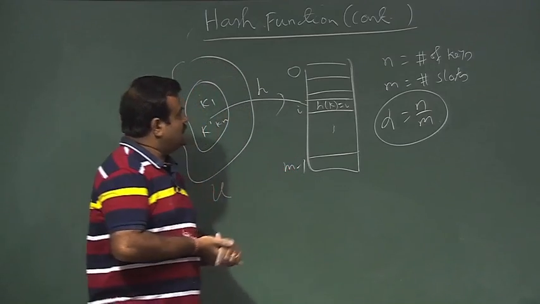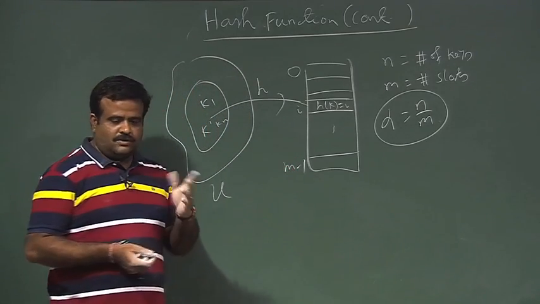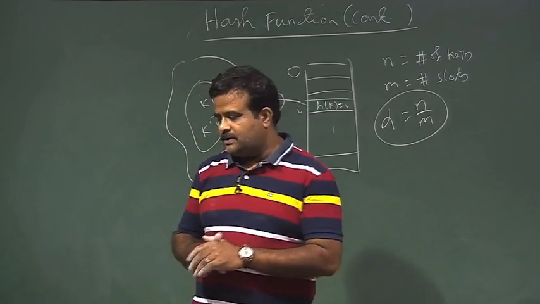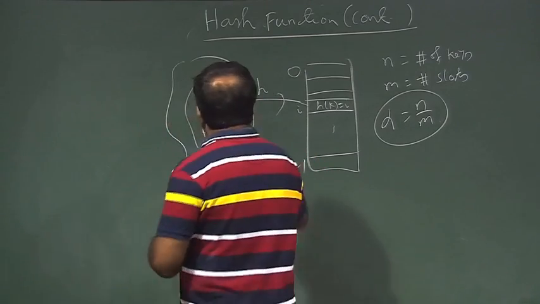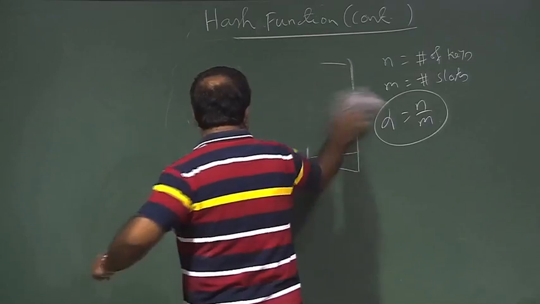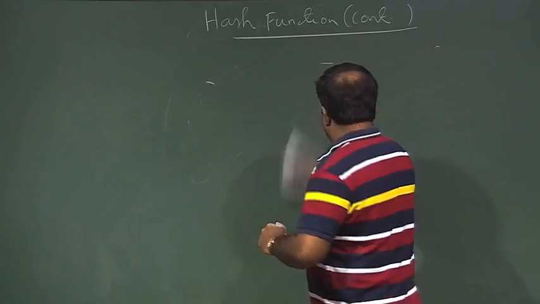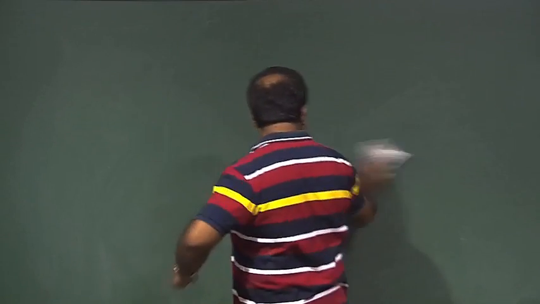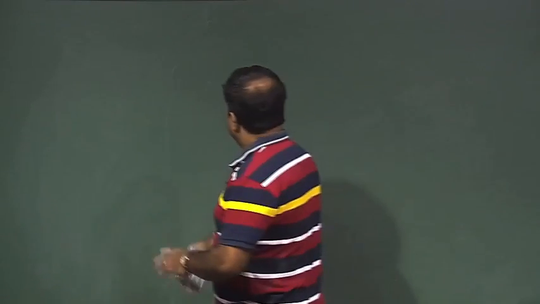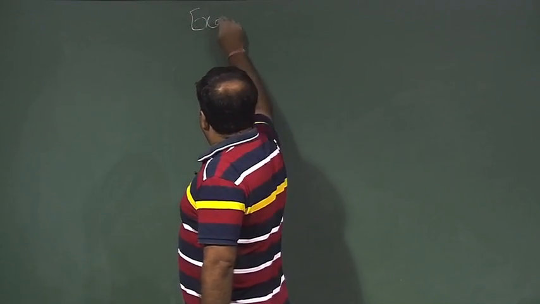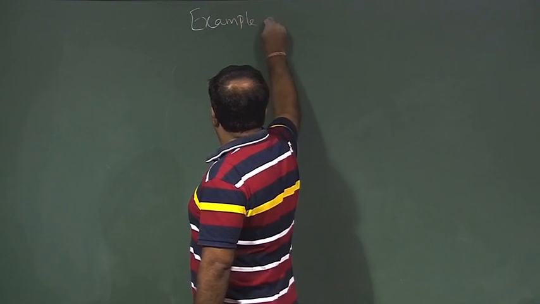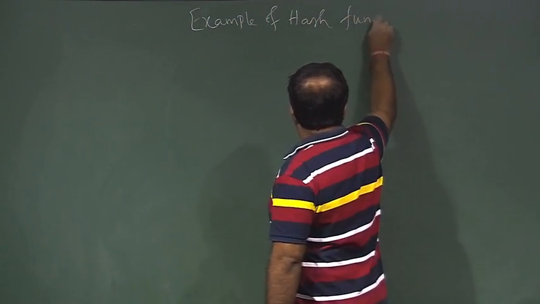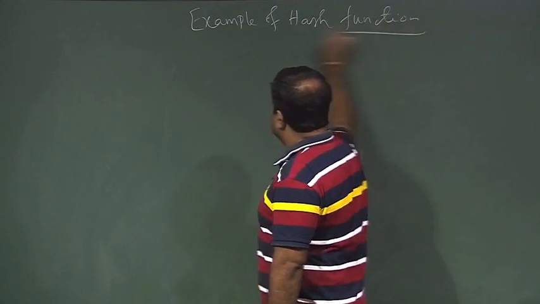Now in this lecture we will try to construct hash functions, and we will see whether each is a good hash function or a bad hash function. So let us talk about some examples of hash functions. How can we choose a hash function? So the first example is the division method.